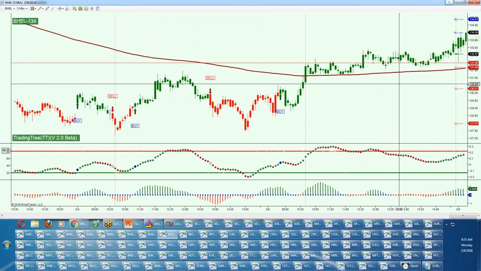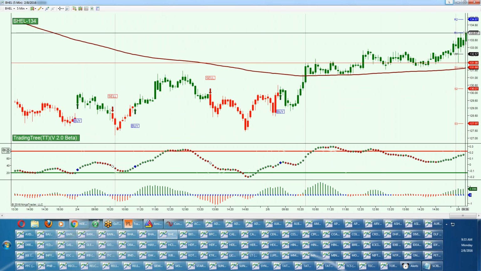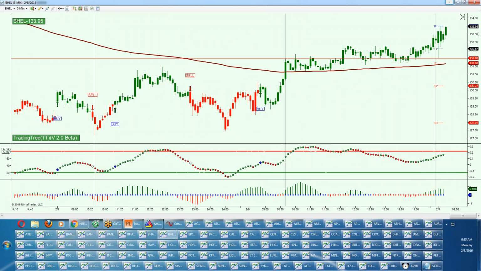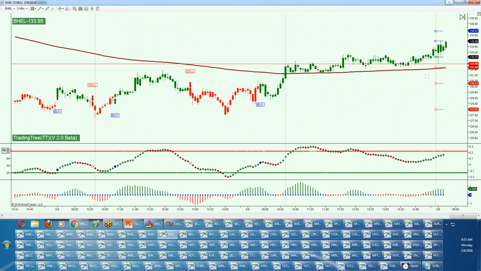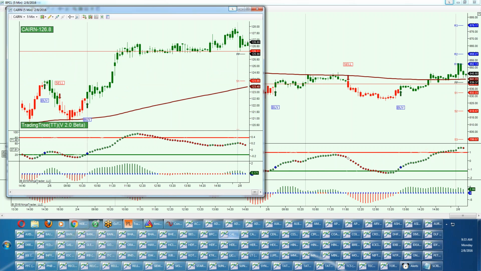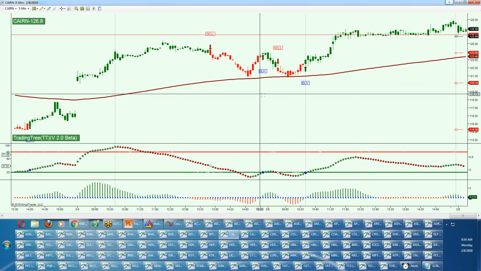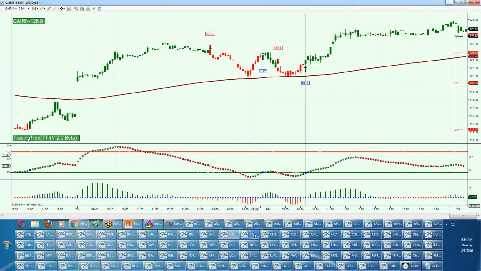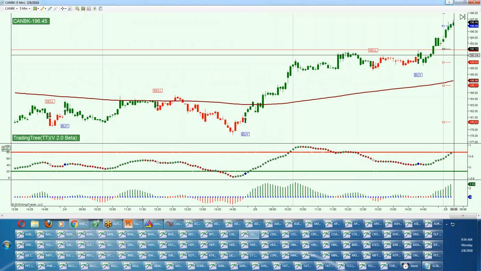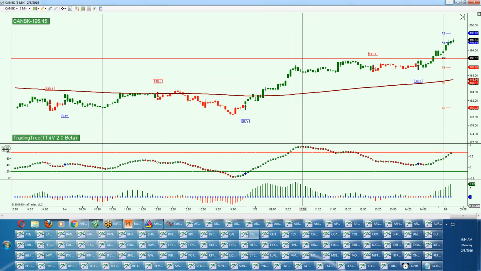BHEL, you can buy above 134.10. You can see that that is a resistance here. In case, let's place a trade above that, and your first target will be 134.80. So it's sort of flat. We have already seen that the PSU banks are doing good.